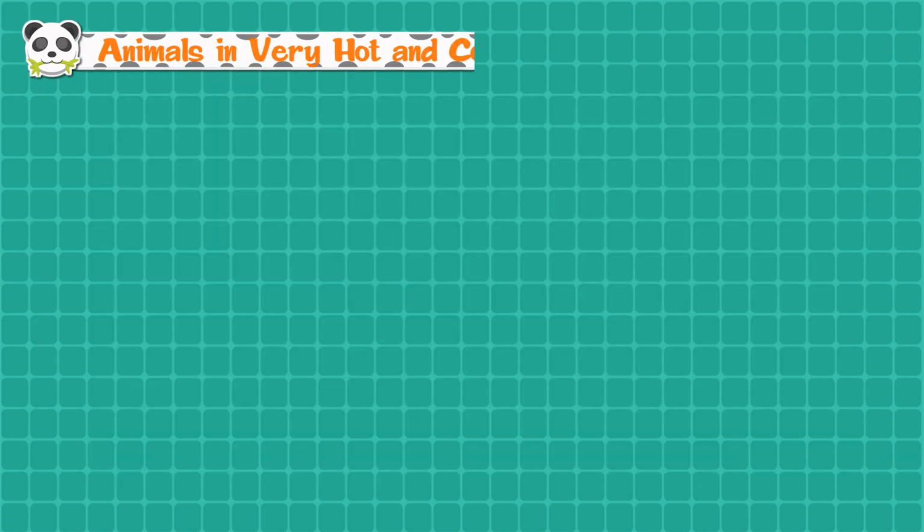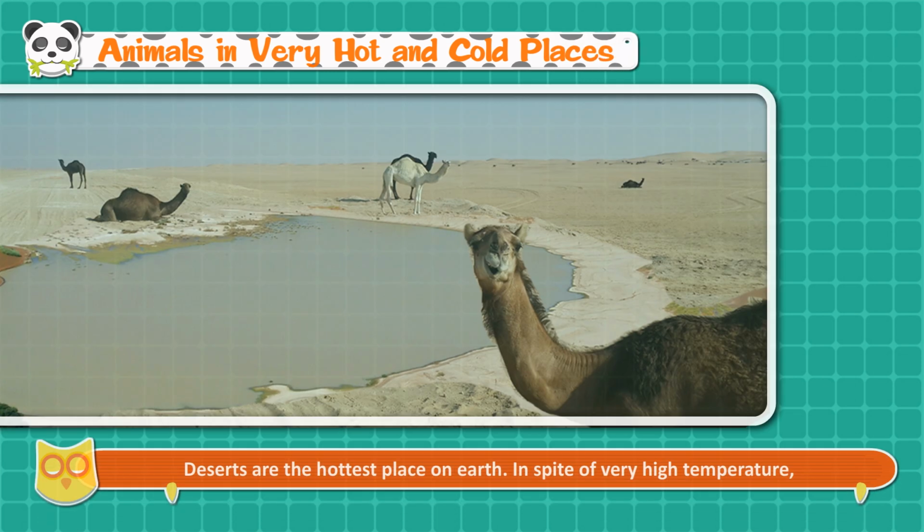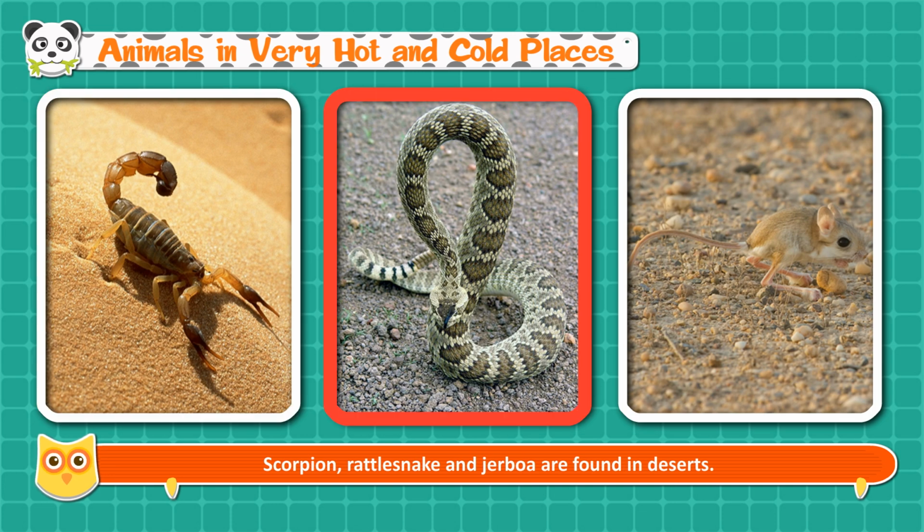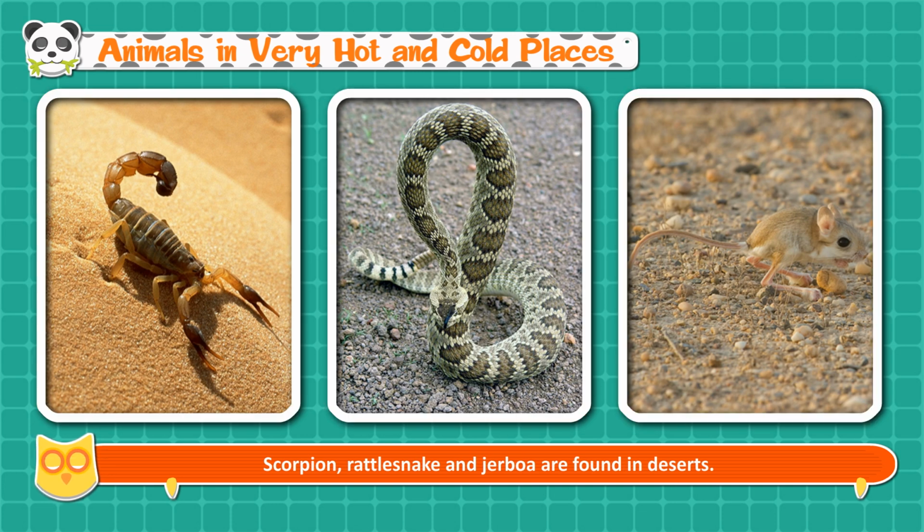Animals in very hot and cold places. Deserts are the hottest place on earth. In spite of very high temperature, little vegetation and scarcity of water, some animals live in the desert. They are adapted to live in such conditions. Scorpion, rattlesnake and jerboa are found in deserts. They go underground or hide under rocks to escape the heat.